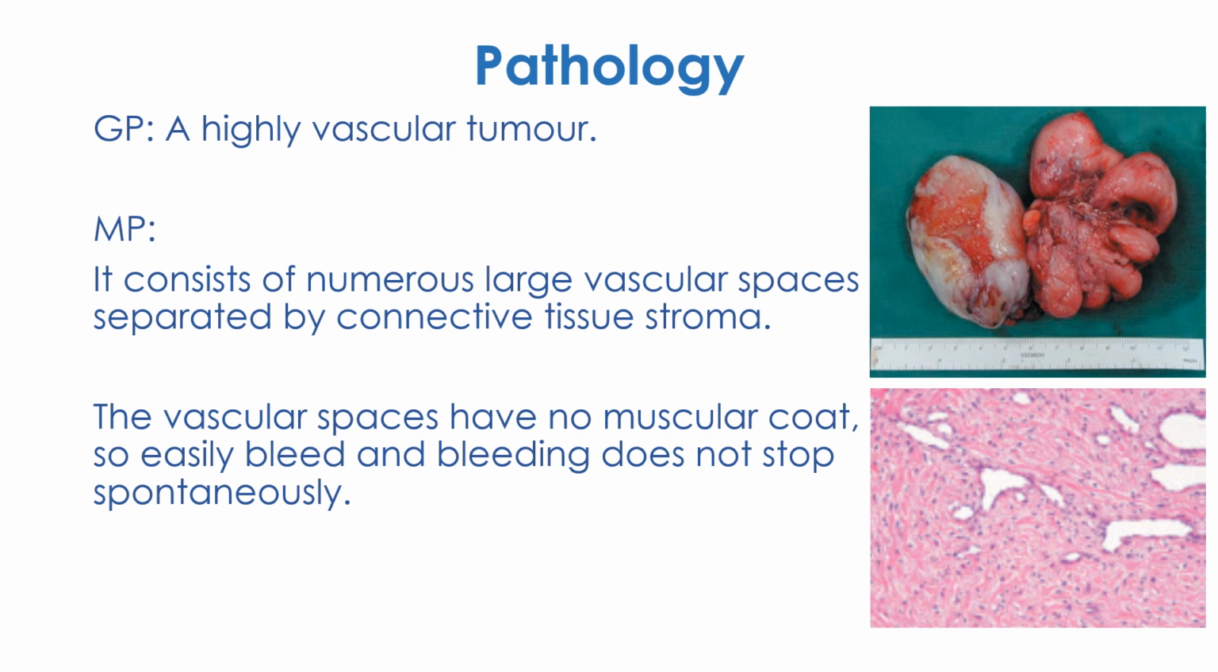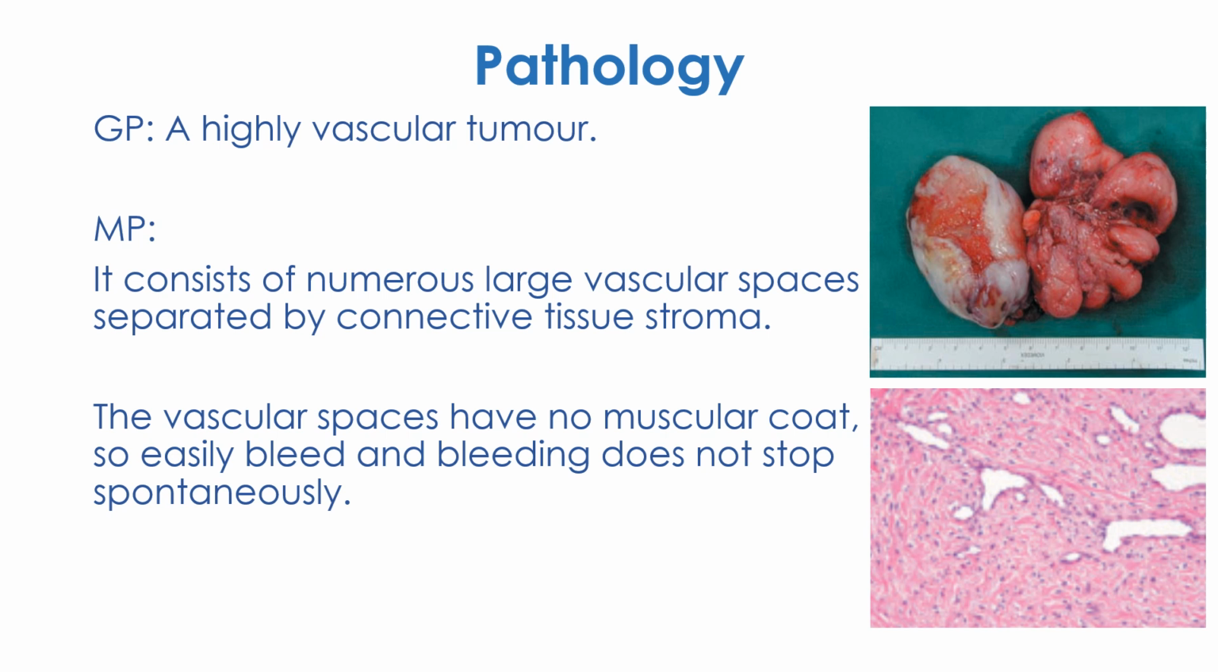The pathology of the nasopharyngeal angiofibroma is broadly subdivided into gross pathology and microscopic pathology. The gross pathology: it is a highly vascular tumor, and the tumor has a rubbery consistency. Normally this tumor is divided into two big parts which are connected together with a very constricted middle part, and it gives the appearance of a dumbbell shaped tumor.